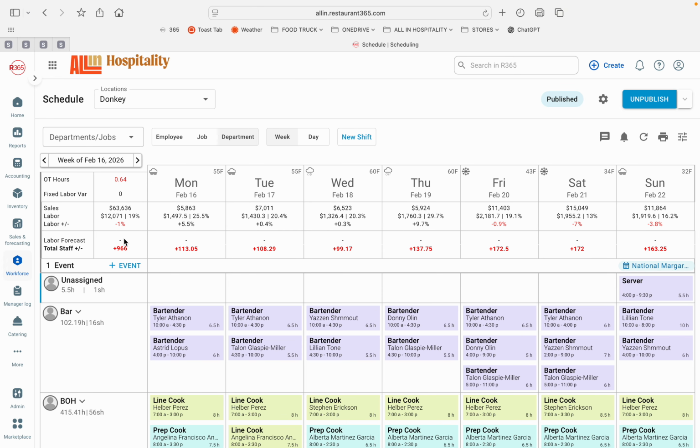When I click out of that, you can see this is my total breakdown for the week. Monday, Tuesday, here's our projected sales. Here's what our current scheduled labor spend is. And here it is paired against our goal of 20% or below.